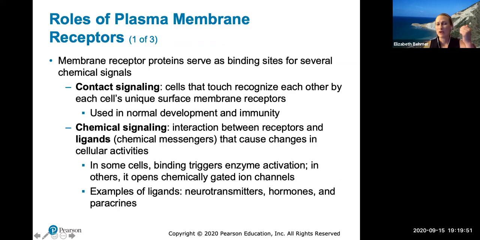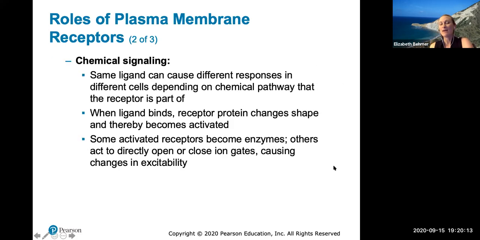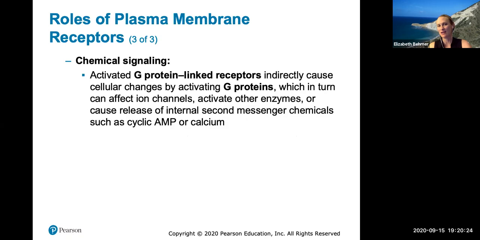These receptors will be important in contact signaling and chemical signaling, which is an interaction between a receptor and some sort of ligand, which is a chemical messenger. So all of this interaction between your cells and the environment requires all of these proteins to help signal them for what they should do. Chemical signaling, also called ligand signaling, is important because when any chemical or ligand binds to it, the protein will change shape and cause the inside of the cell to change.